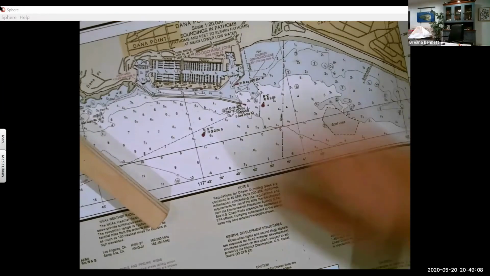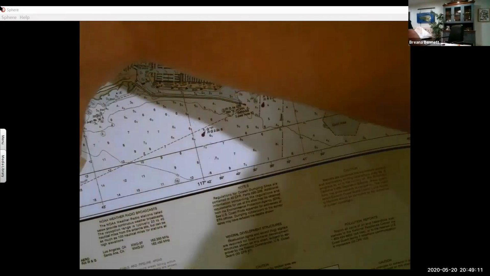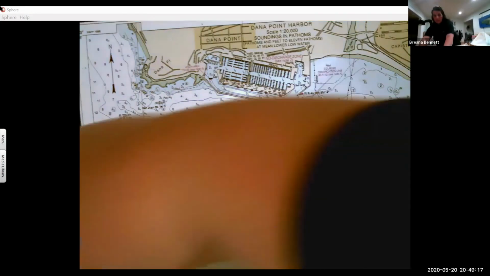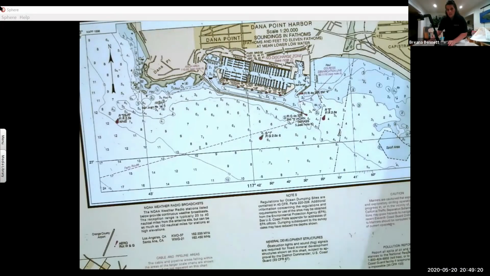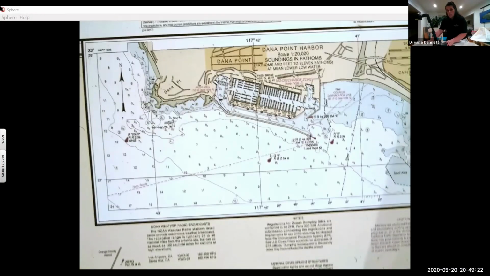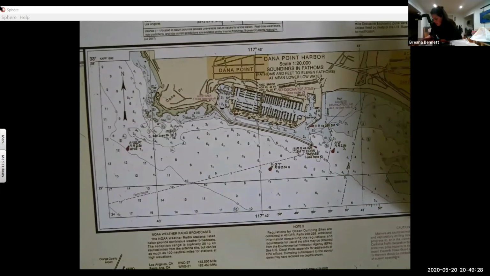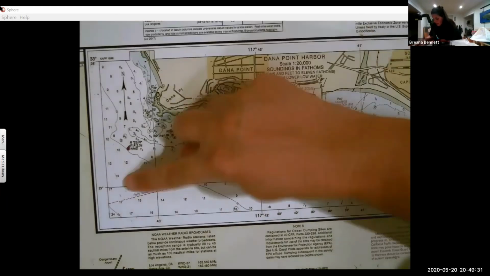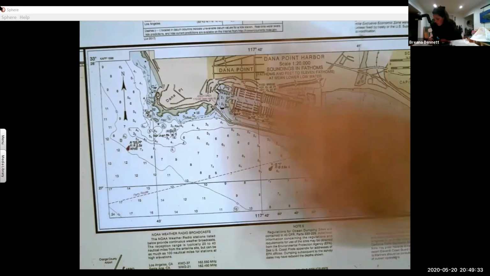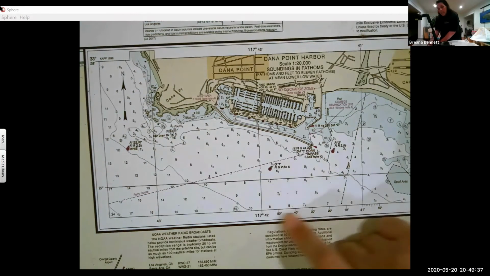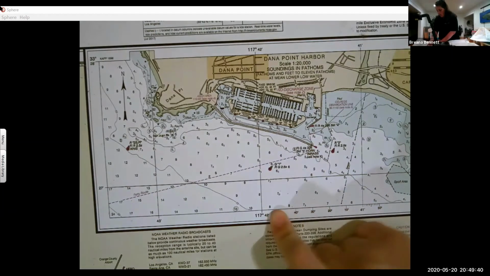Okay, you look up at the top of the chart. Put it around my house here. This is the chartlet for Dana Point. We don't have the building on here, so we couldn't have plotted that range. But I just wanted to point out that on here, we aren't in tenths of a mile. We're in minutes.